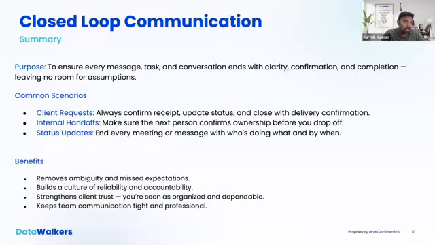Just to give a quick summary, the purpose of this communication method is to ensure that every message, task, conversation always ends with clarity, confirmation, and completion, and we are not leaving any room for assumptions. Some of the common scenarios would include client requests, internal handoffs, status updates. Could be anything. It could be a Slack message, an email, or in any form. And the benefits: it removes ambiguity and missed expectations. It builds a culture of reliability and accountability. It strengthens client trust. And finally, it keeps team communication tight and professional.